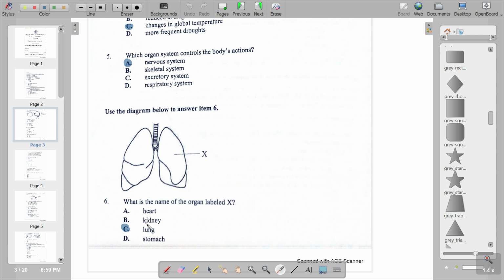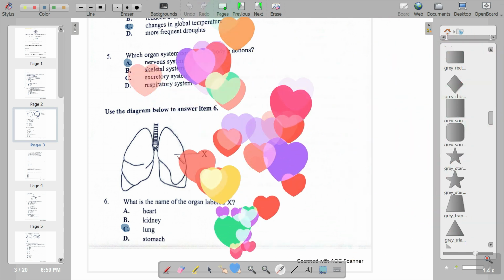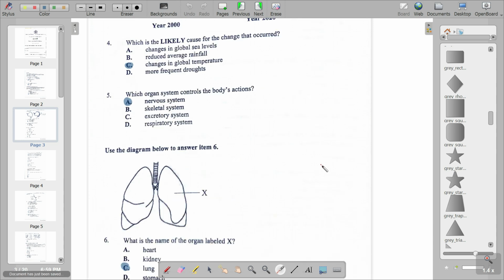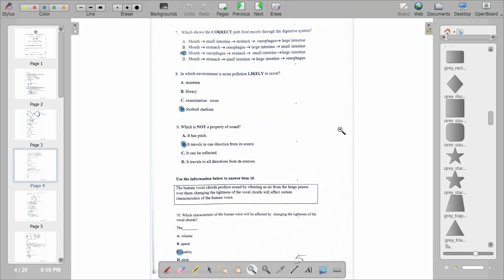All right, this is not the heart or the kidney or the stomach. This is the lung, right? So I chose that. Right at the chest area, you have the lung. So I chose that, C. So that's a clear one. All right, let's move into the next question. Let's blow this up a bit so you can see.